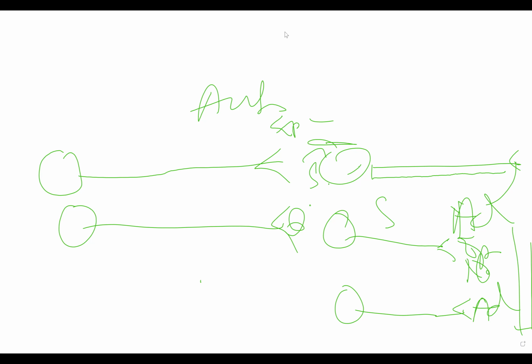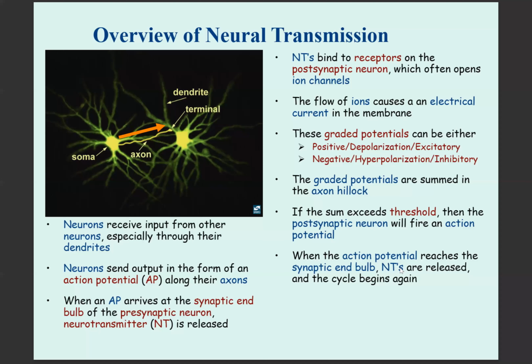Let's go back to the slides and see what is there. Now, as I said, the flow of ions will actually cause an electrical current in the membrane. That is the depolarization. Then these depolarizations can either be positive, an excitatory effect, or negative, which could be a hyperpolarization potential, which has an inhibitory effect.